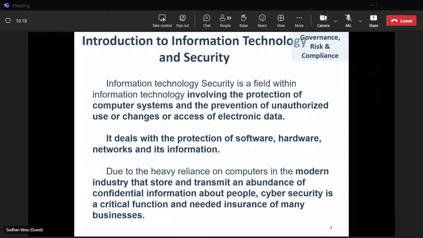Due to the heavy reliance of companies in the modern industry, they store data and transmit confidential information about people, so cybersecurity is a critical function and needed insurance for many businesses. In order to make high protection of security in terms of information technology, we have to ensure this at the organization level.